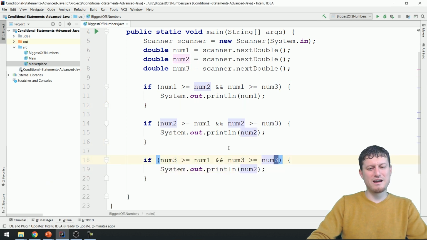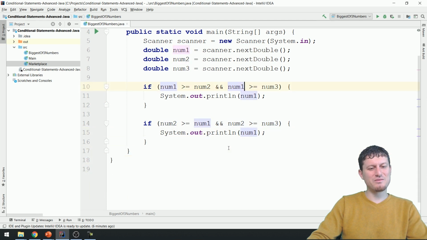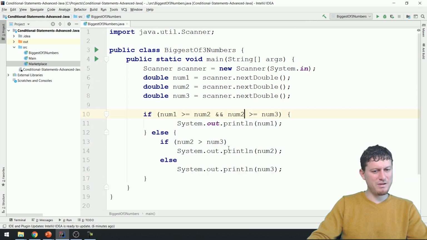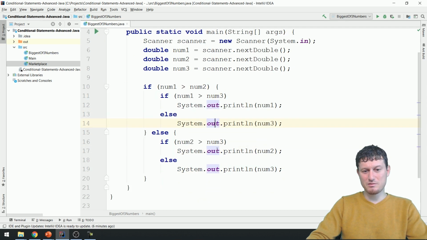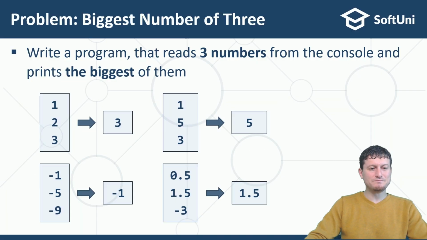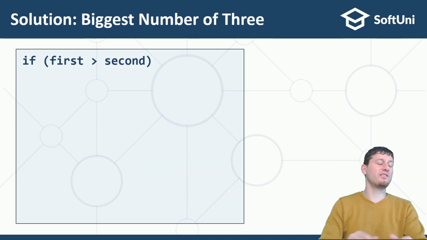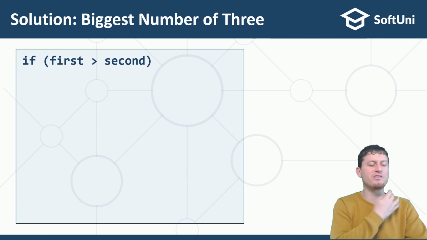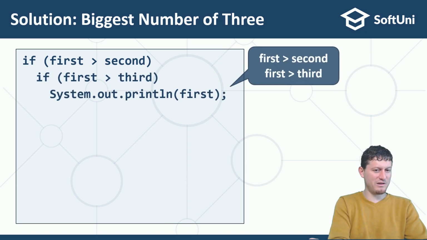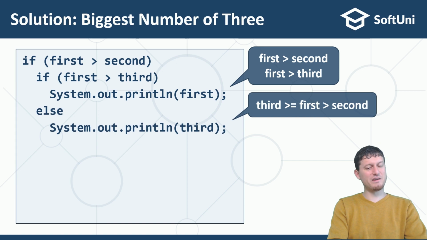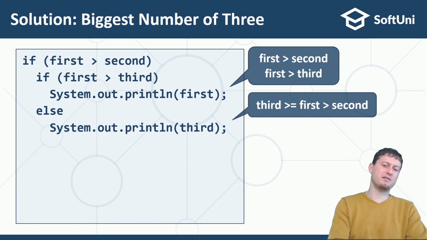So let's go back to our nested if statements based solution. This is a solution based on nested statements. This one is completely correct. The solution I had in mind before the start of this lesson is to check whether the first is bigger than the second. If the first is at the same time bigger than the third, it's true that the first is bigger than both second and third. Otherwise, the third is bigger than the first, which is bigger than the second, so the third is the biggest.